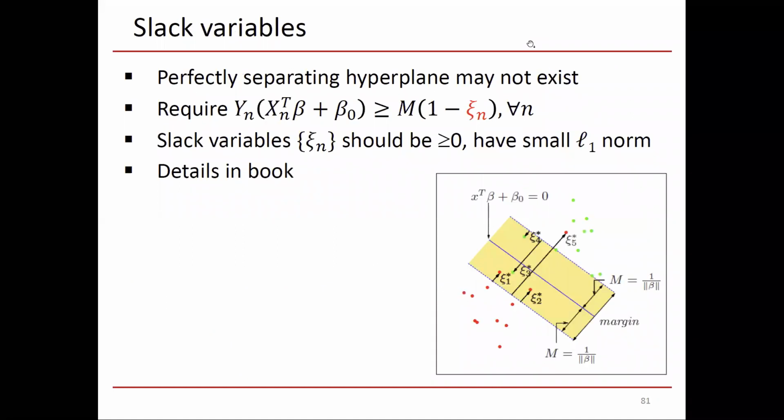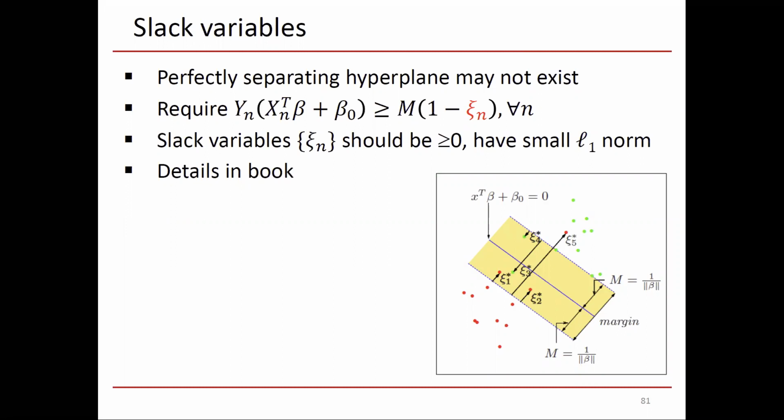So as I said earlier, sometimes we're lucky and we can indeed achieve a positive margin M. But in some cases, a perfectly separating hyperplane does not exist. In fact, when you have a fixed P and you increase the number of points N, typically this separating hyperplane is not going to exist. So we require that yn multiplied by xn transpose beta plus beta 0 is greater than or equal to M times 1 minus zeta n.